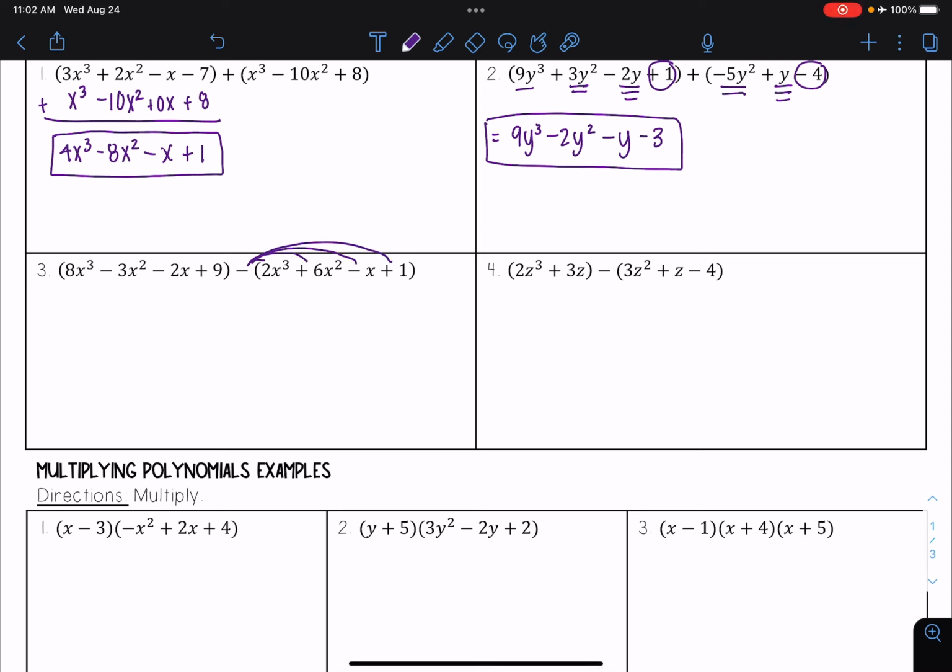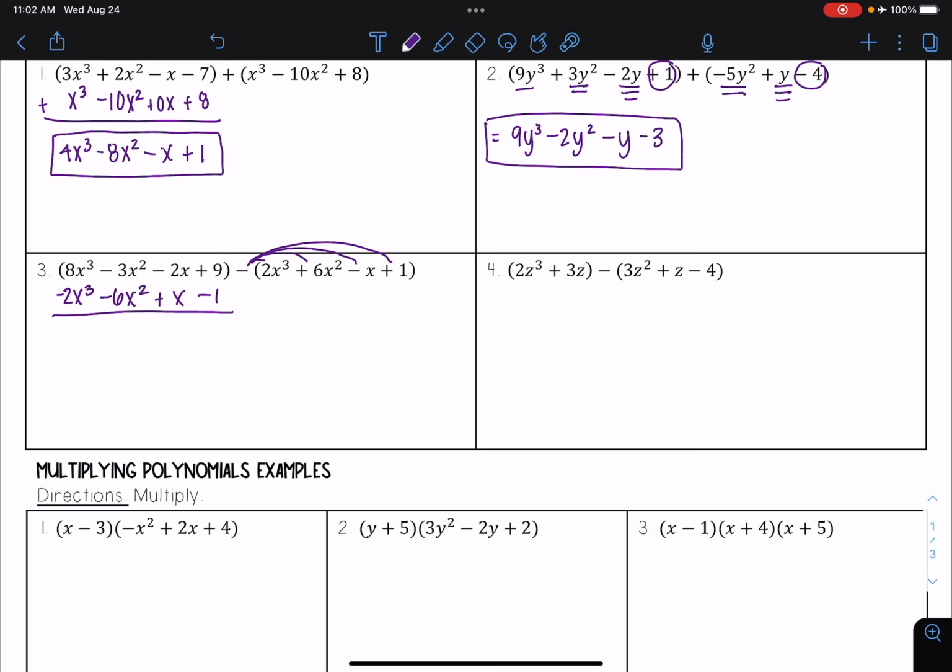And so when I'm writing underneath here, I'm actually going to do the opposite sign of what I see in here. So instead of 2x cubed, I'm going to have negative 2x cubed, and then minus 6x squared, plus x, minus 1. And then I'm going to go ahead and add those.